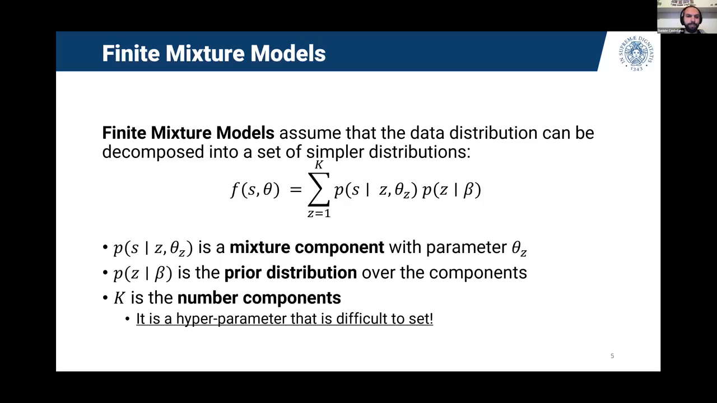We also have a prior distribution, that is the probability to select a mixture component. One of the key problems in finite mixture models is to set the hyperparameter k, that is the number of components in the mixture model. The results of the approximation depend on the value of k, and in practice we don't know how many components we need in order to approximate the distribution. So in general, it's a hyperparameter that is difficult to set.